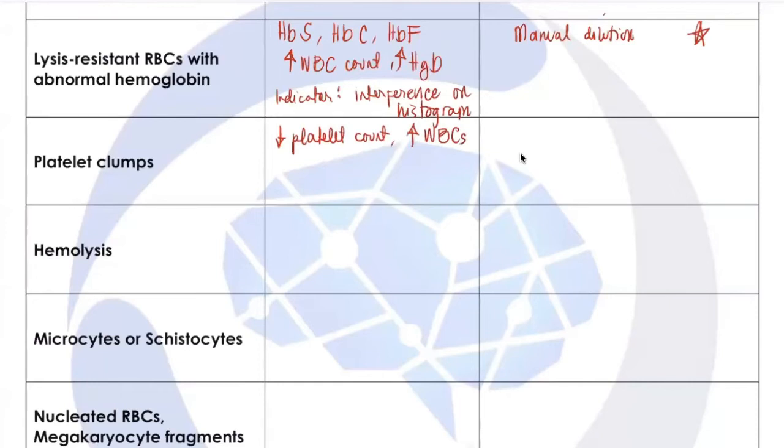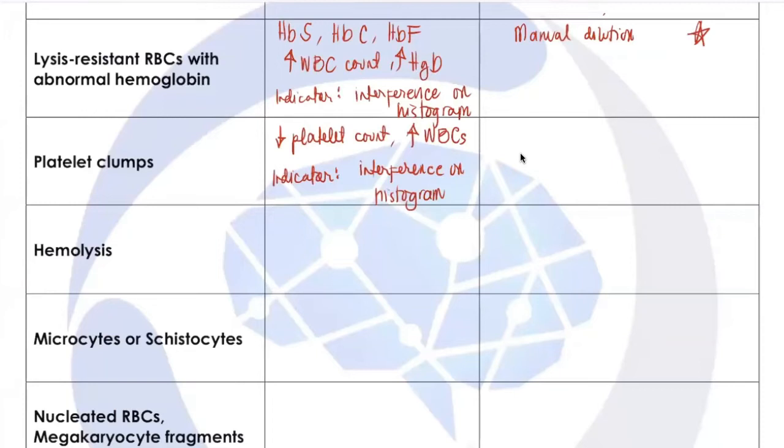Of course, this will be indicated by the presence of an interference on histogram. So what would be our remedy for this? For the presence of the platelet clumps.